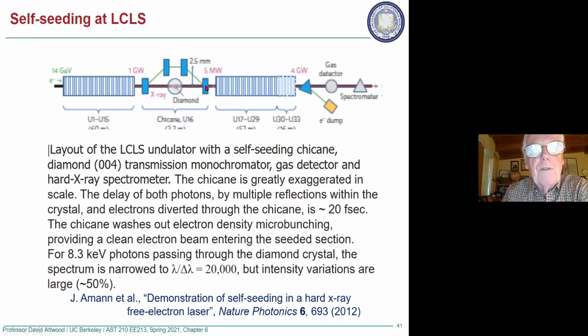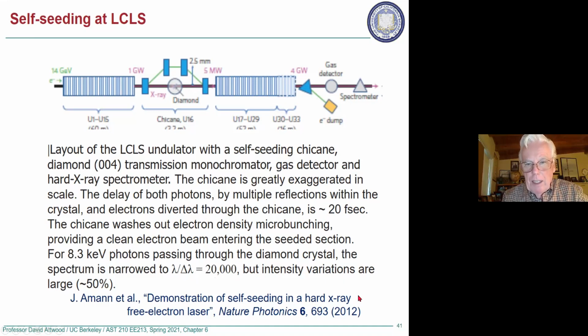And now they're down to 5 megawatts of X-ray power, but they have a long way to go, and they amplify up again, exponential growth to 4 gigawatts. And the pulse in this case, they say, was 20 femtoseconds. And this is the bandwidth here, okay? So you see that the spectrum is going to look a lot better. However, there's big intensity variations.